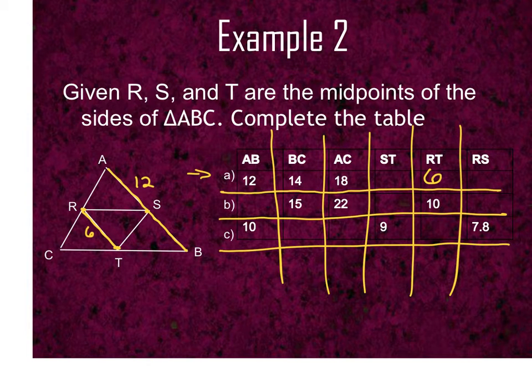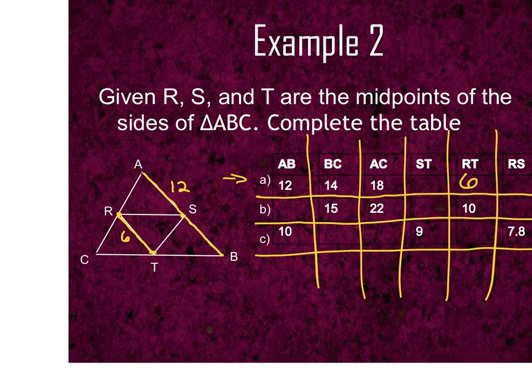Next, let's go to the next piece of given, and that's BC. BC is this side of the triangle, and it's going to be parallel to this midsegment, RS. So if BC equals 14, then I know half of 14 is going to be 7, which will be RS.